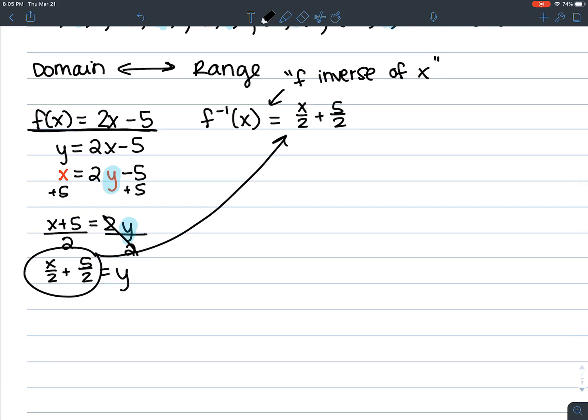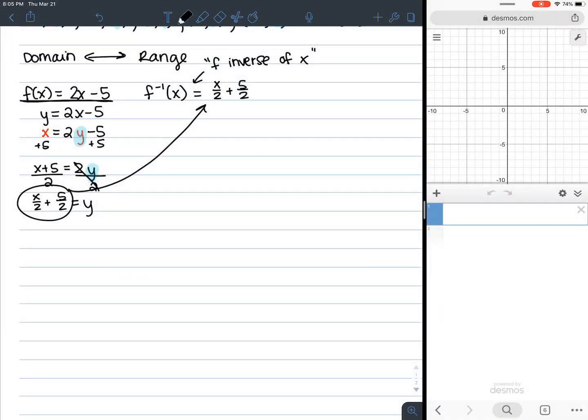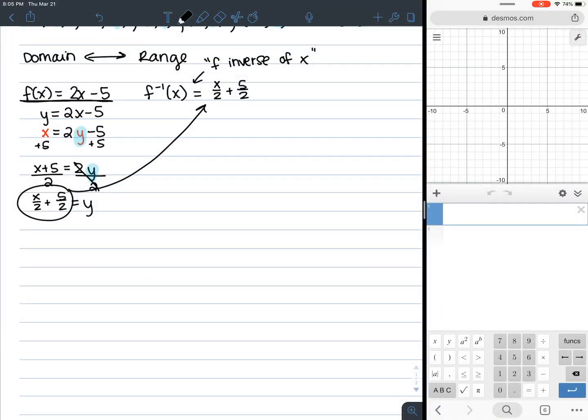Okay, so now if we wanted to graph those and see what their equations look like, we could type them in. Let's go ahead and give me a little bit more space.